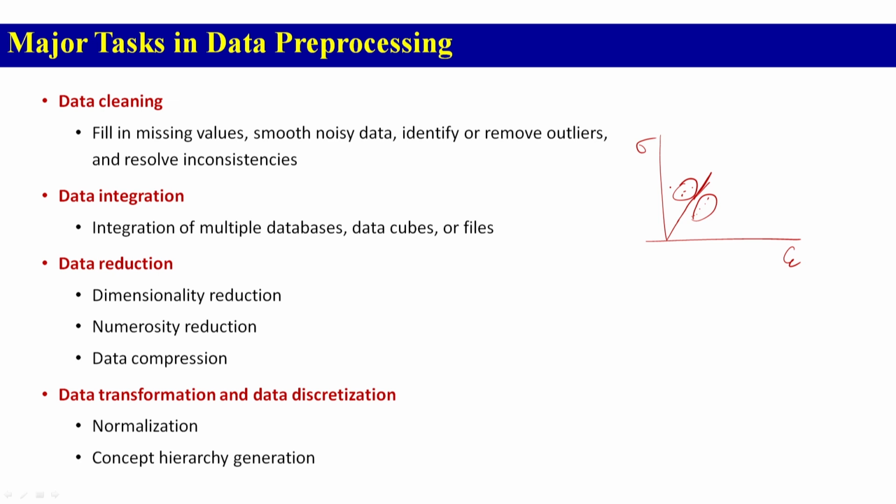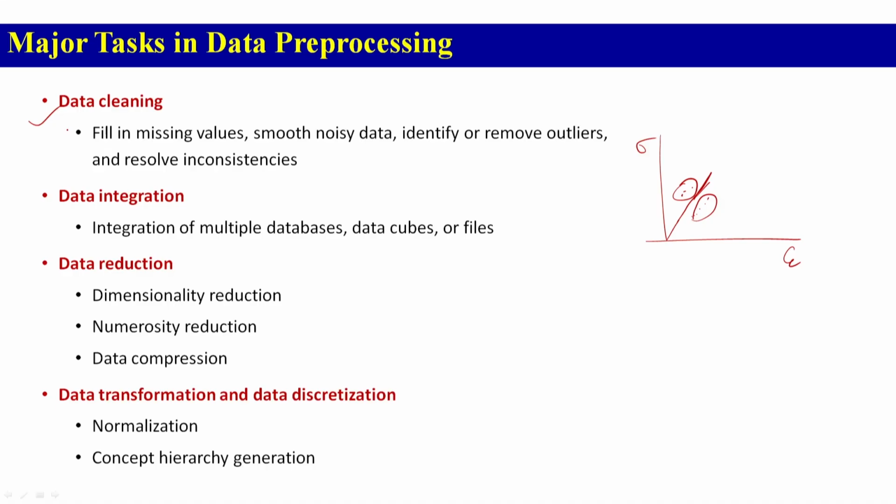So, first is the missing values, then you have to check for smooth noisy data, identify or remove the outliers. There will be outliers always in experiments, you will find that, and obviously resolve inconsistency. That is about data cleaning. Second step, data integration. In many cases you have to integrate multiple databases or files, and you should know how to integrate that. If you use odd data files to integrate, then it is not useful.